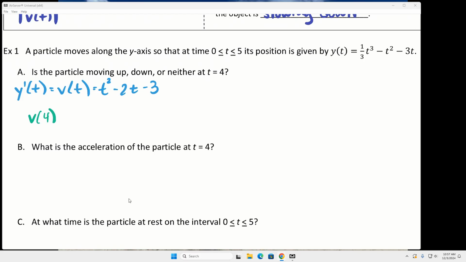Now, most of these questions are non-calculator, so it can get kind of tedious. If it ends up getting really tedious, a lot of the times, unless they say find the velocity at t equals 4, you just have to figure out if it's positive or negative. But in this case, we can do it pretty quick. That's just going to be 5. So what do you guys think? Yes.